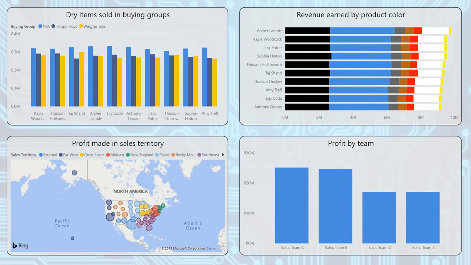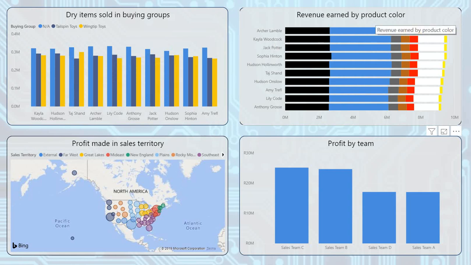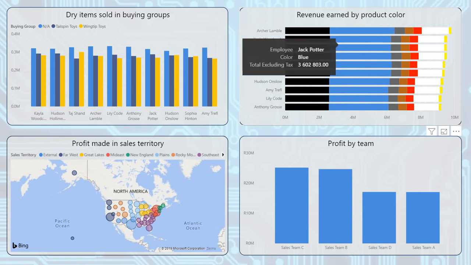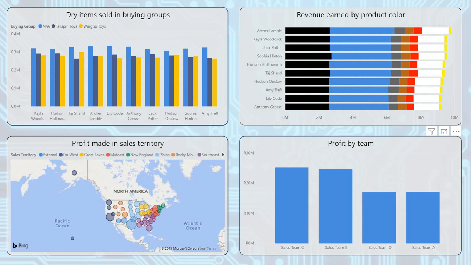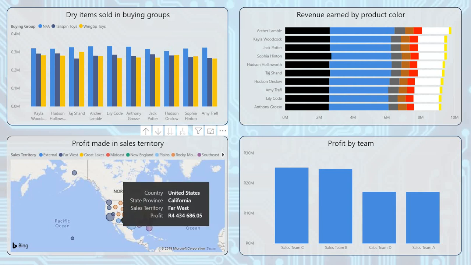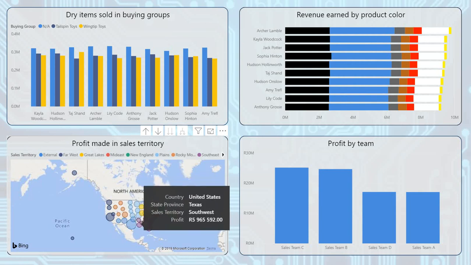And on the first page, Employee Sales, we can see how many products were sold by each employee, by buying group. And then we can also see how many products were sold by each employee by the individual product color. And from this, we can see that products with a color of blue sold the most from each employee. Then we can also see how much profit was made in each sales territory, and from this we can see that Texas made the most amount of profit.